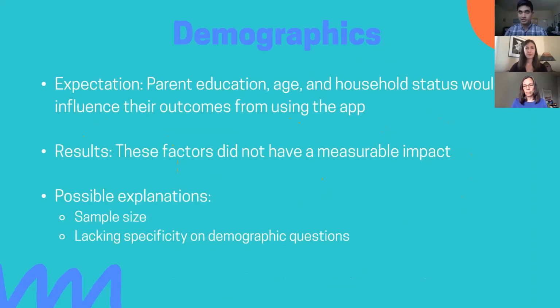We also looked at demographic data, which Joe had alluded to earlier, and we found that parent education, age, and household status did not have a significant impact on outcomes from the app, as we may have expected. And again, this could be due to sample size, or that our demographic questions lacked specificity, which would allow us to dig in deeper. For example, we asked whether families were over or under the age of 30, and only 3 families using the app were under the age of 30.